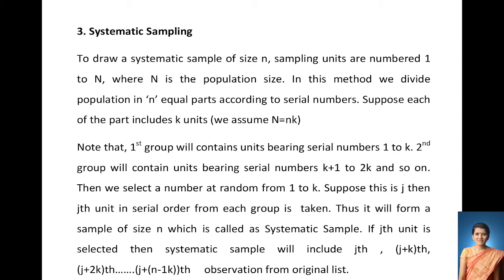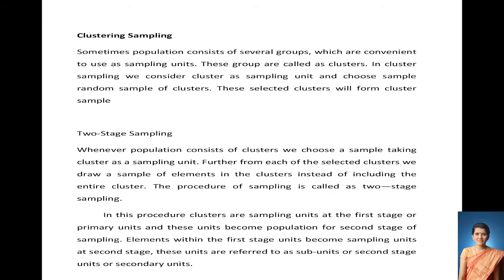If the jth unit is selected, then the systematic sample will include the jth, j plus kth, j plus 2kth, up to j plus n minus 1 kth observations from the original list. This is systematic sampling.